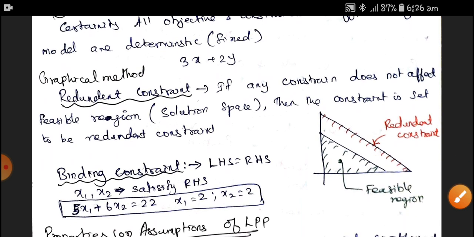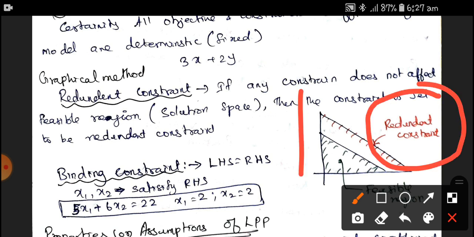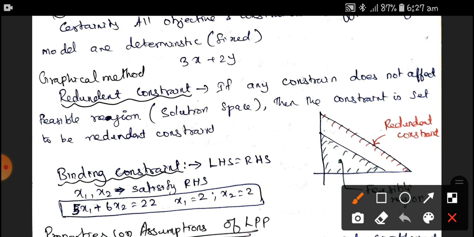In the graphical method we have different kinds of constraints. The first one is the redundant constraint. It has been illustrated in the figure. If any constraint does not affect the feasible region or solution space, then the constraint is said to be a redundant constraint. A redundant constraint is not an optimum constraint. You have to know this.